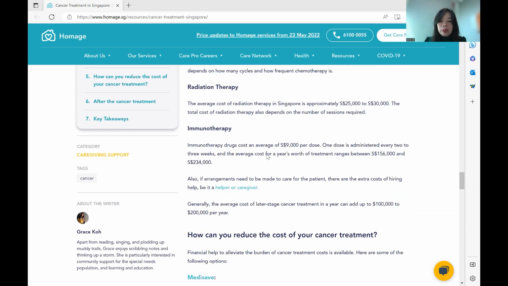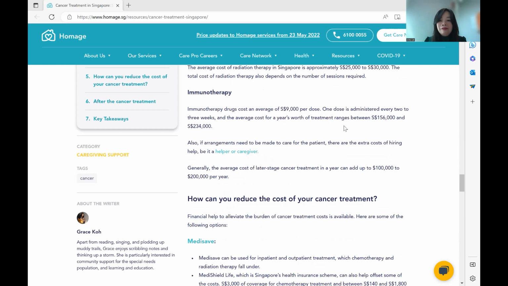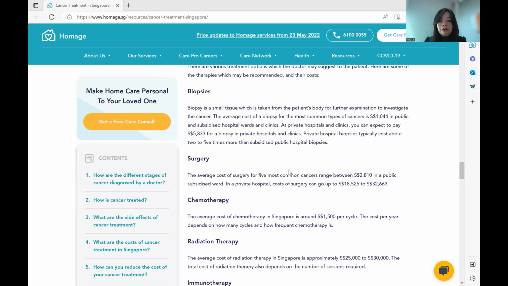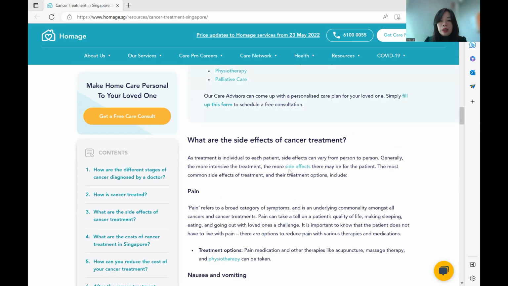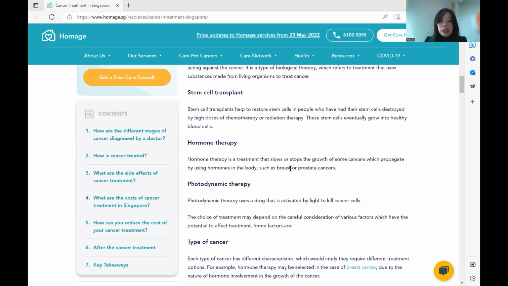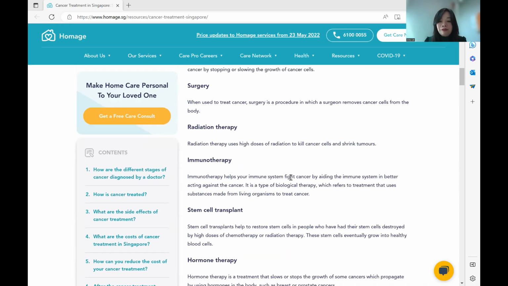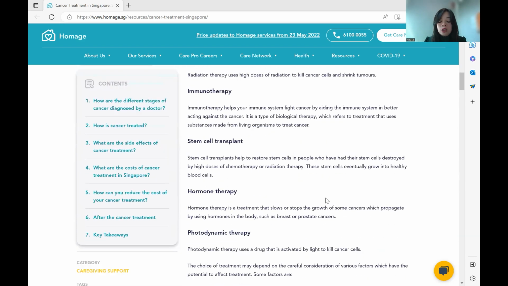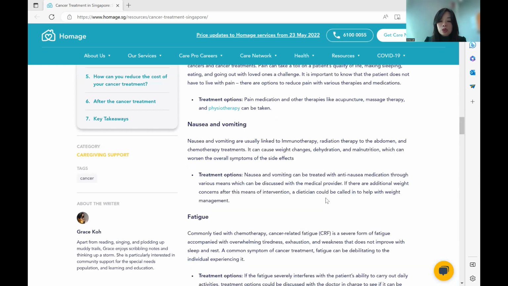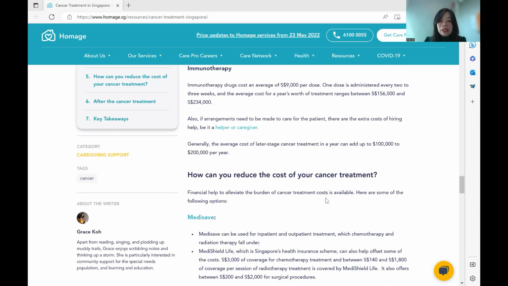And immunotherapy will be $9,000 per dose, and it can even cost up to 156,000 to even 234,000. So why is this immunotherapy so expensive? If you look through the above, you can see that immunotherapy actually helps your immune system fight cancer by aiding the immune system in better acting against the cancer. So it's a biological therapy, which means it refers to treatment that uses substances made from living organisms to actually treat cancer. So this might be the cause of why it's so expensive.